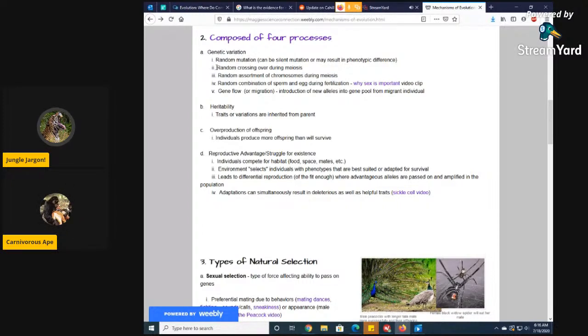There's what I call recombination, which is random crossing over during meiosis, assortment of chromosomes during meiosis. That's where they exchange the information and they decide. The angels are throwing dice to decide who comes out or what features will result. Is the angels throwing dice?